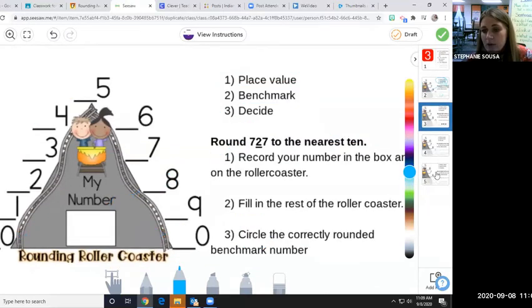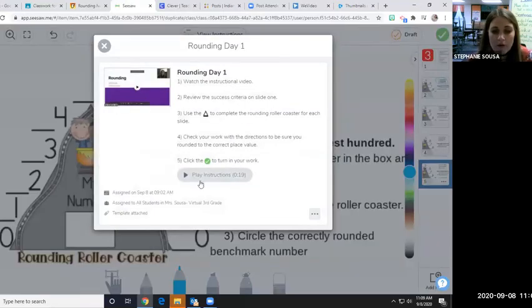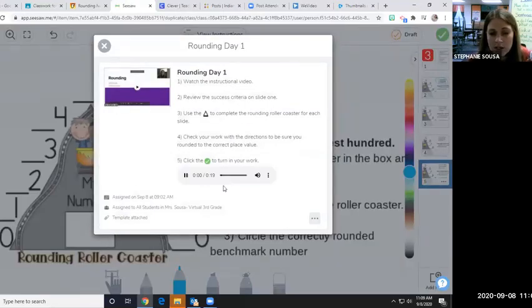So let's pretend I have done the reviewing success criteria. I filled out my 4 roller coasters. I forgot what to do, so I'm going to go listen to Miss Susan tell me what to do. Check your work with the directions to be sure you rounded to the correct place value. Click the check to turn in your work.